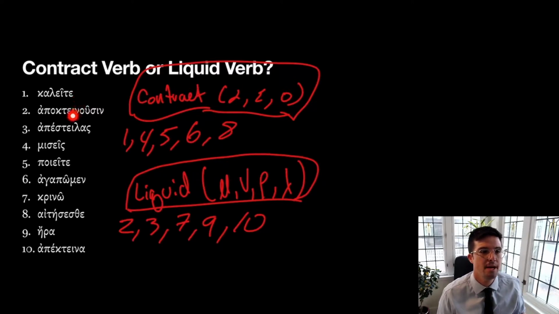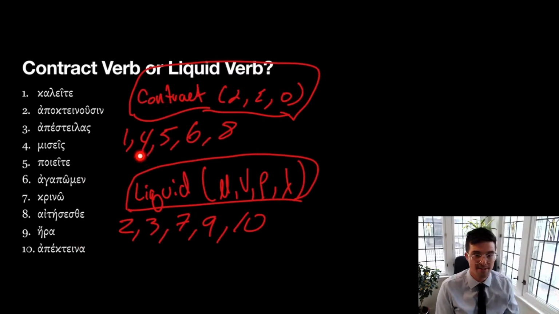So nu, a liquid verb. And then 3, apostelo is from apostello, ending with a lambda in its stem. Then our next liquid verb here is going to be 7, krino, the nu. And then era from iro, the rho being our last letter of the stem. And then apokteina from the same verb as number 2 was, apokteino, with the nu indicating the liquid verb.